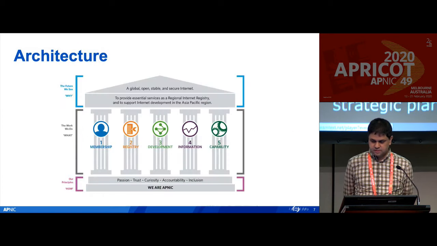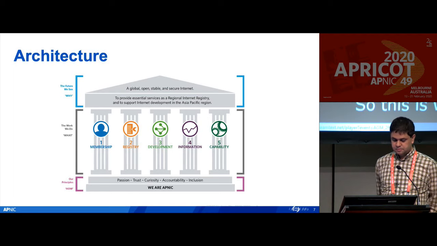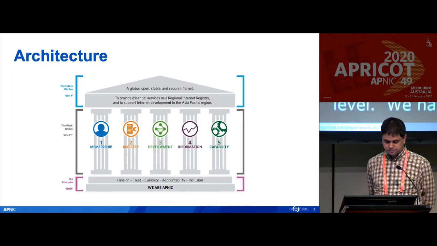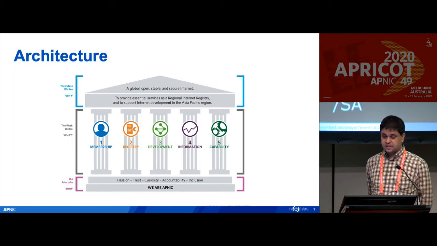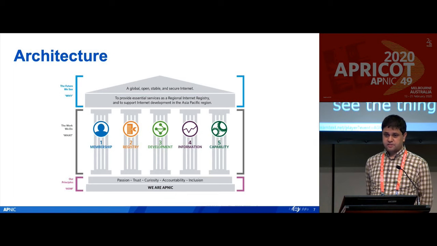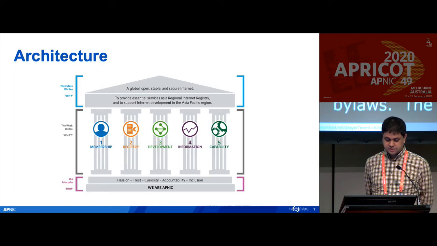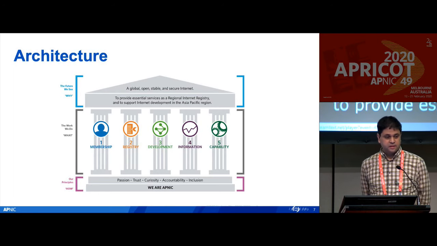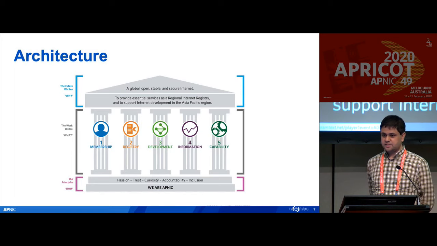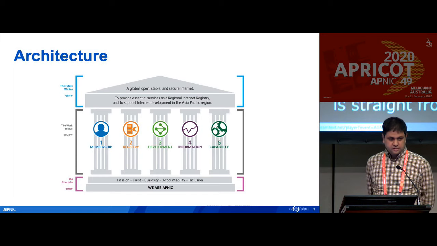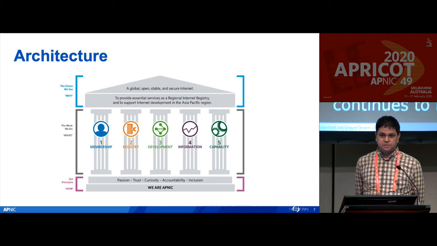So this is what it looks like at a very high level. We have the mission and vision at the top, which is straight off from our bylaws: a global, open, stable, and secure internet to provide essential services as RIR and to support internet development in the AP region. We don't really change that. That continues to be our primary guiding principle.